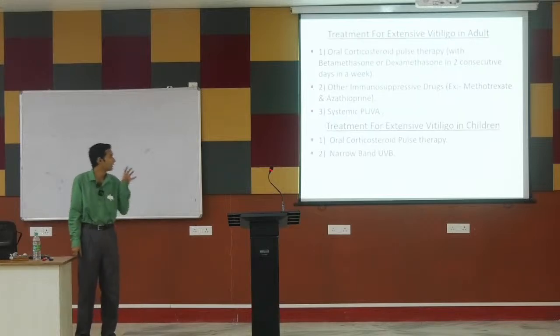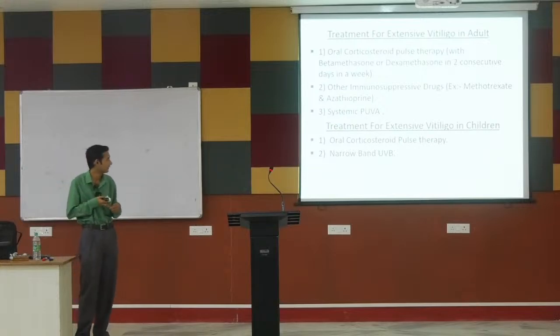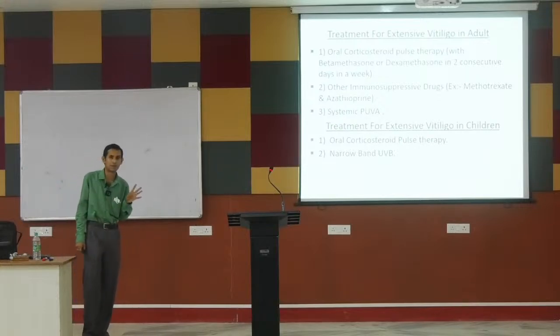Now coming to the treatment for extensive vitiligo in the adult. Extensive vitiligo means more than 20% of the body surface area involvement, or if it is a rapidly spreading disease, then what can be done? Oral corticosteroid mini pulse therapy can be done.